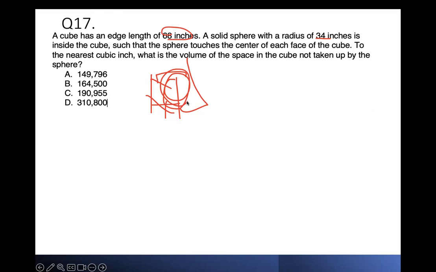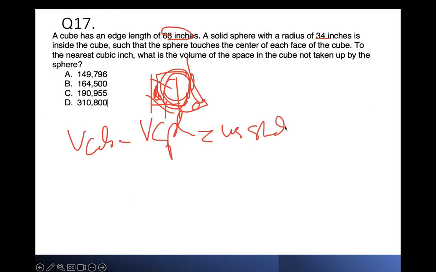Calculate to the nearest cubic inch the volume of the space that is not taken by the sphere. They are different shapes, so if you put a sphere in the cube, there will be some areas that are uncovered. So we're going to calculate the shaded area. That's all. What is the principle? Find the volume of the cube minus the volume of the sphere, and that gives you the unshaded region. You know the volume of the cube is x raised to 3, that's 68 raised to 3.